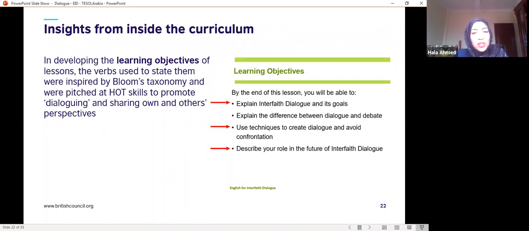So you can see that in this particular lesson, we are expecting the students to explain, to use, and to describe. And all of these verbs promote the idea of opening up and speaking and talking about things. Again, this should promote the idea of dialoguing and sharing your own and others' perspectives through explaining things and asking for clarification, and using and implementing techniques to create dialogue, and also to describe roles and tell people more about what you do in life. Next one, please.